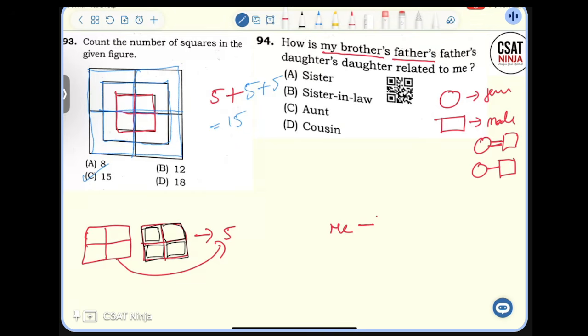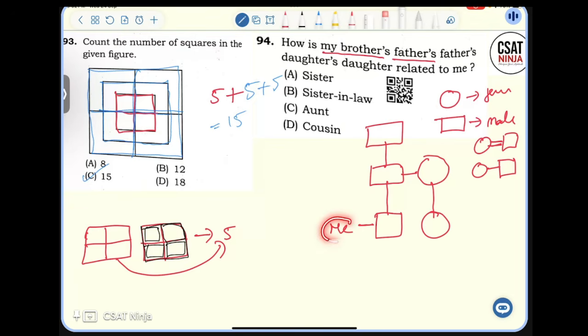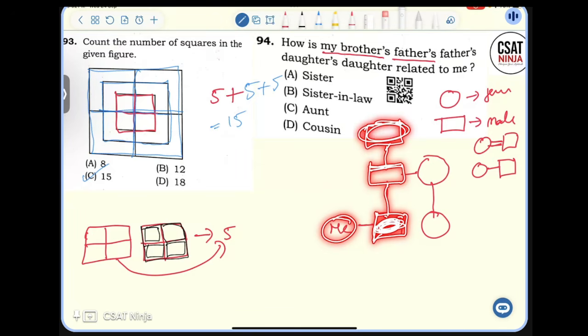This is your brother here. My brother's father's daughter's daughter. So this is you, and he's saying that my brother, which is this one, brother's father is this one, father's daughter. That means if this is a father, I'll draw a daughter here. Daughter's daughter, which is this one.